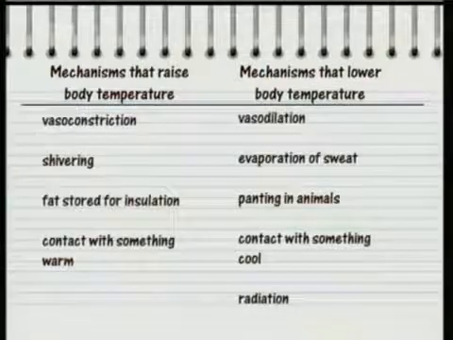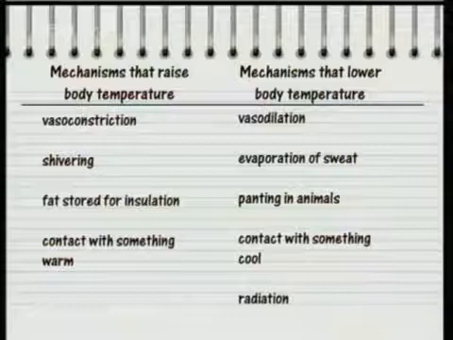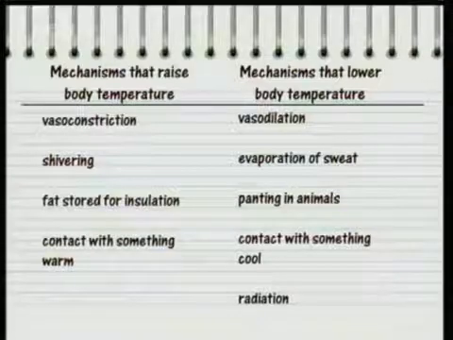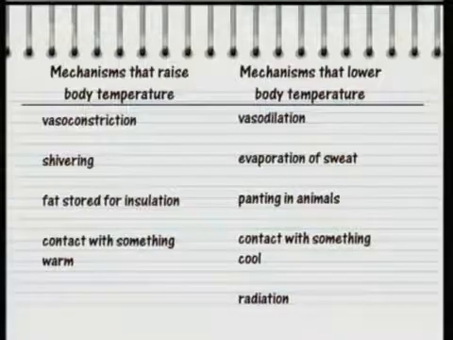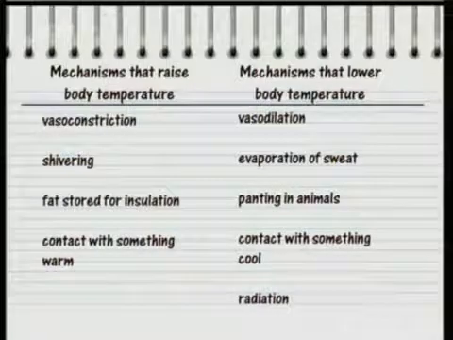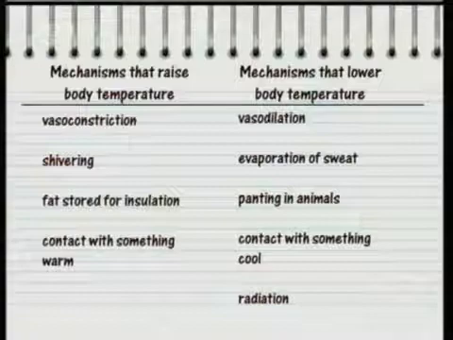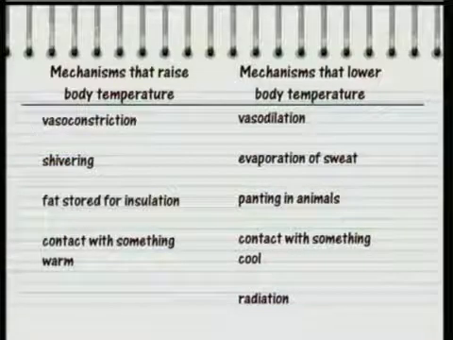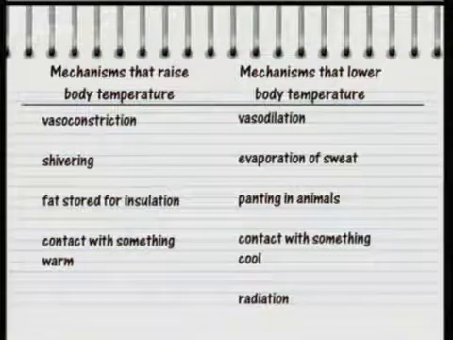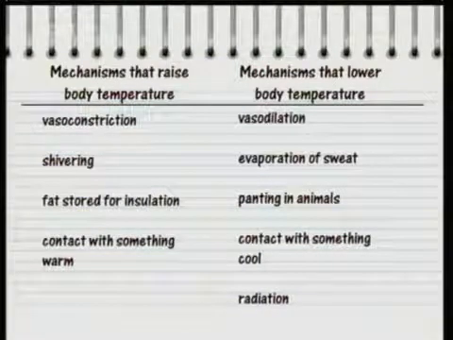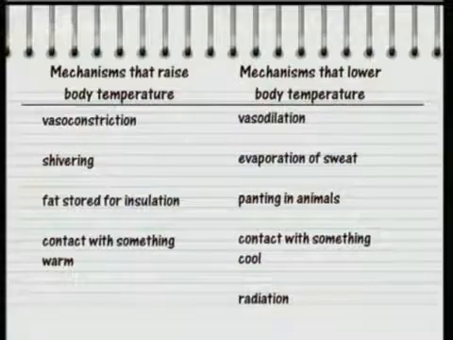Mechanisms that raise the body temperature include vasoconstriction, where the blood vessels near the skin surface narrow to reduce the flow and loss of heat from the blood. Shivering, that's rapid involuntary contraction of the muscles to produce heat. And fat stored for insulation. There's also heat gained by contact with something warm.